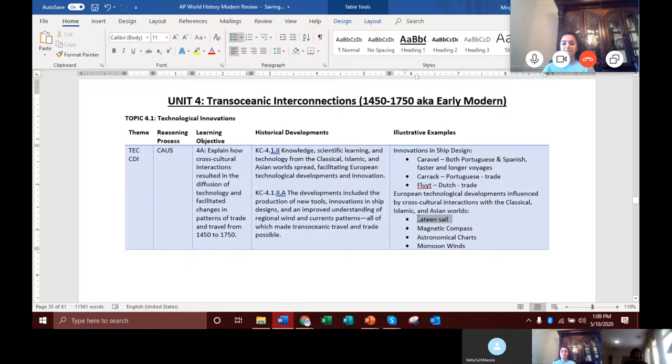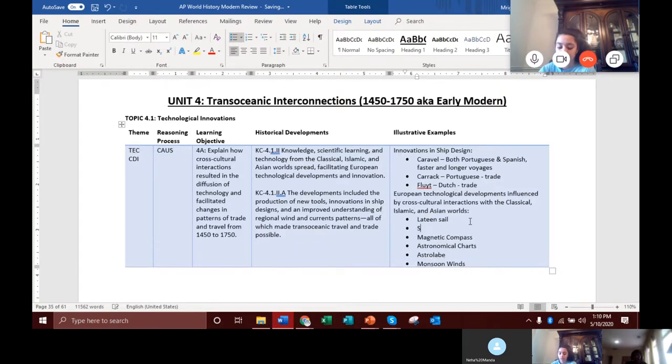It's all good. Okay, and then of course we have the Latin sails, the magnetic compass, astronomical charts, and monsoon winds. The stern rudder, astrolabe. And these were continuities from the previous era, right? Because these were already invented, but we're starting to use them in a greater way. Astronomical charts, yeah, we put that in here. This is cultural, so let me go to... Is this in trade? Okay, never mind. But this is cultural and technological mainly.